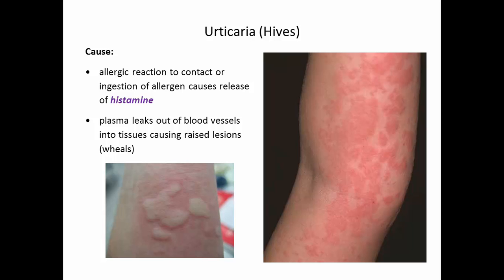Hives, or Urticaria, this is a systemic reaction to a particular allergen. So this is an allergic reaction where the allergen is actually moved into the bloodstream, and so hives is a systemic reaction. It's occurring all over the body. And again, the mediator is histamine. So again, treatment would be, in this case, oral antihistamines because it is systemic. So when plasma leaks out of blood vessels, it causes these raised lesions that we call wheals, and sometimes the lesions are a lighter color than the surrounding skin, and sometimes they're a darker color.